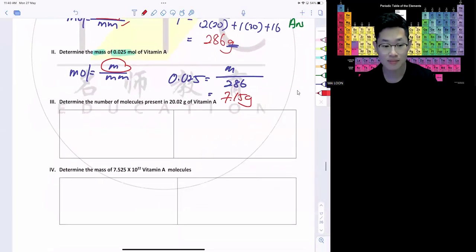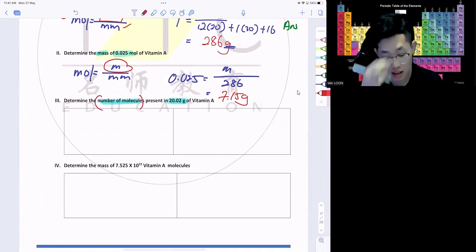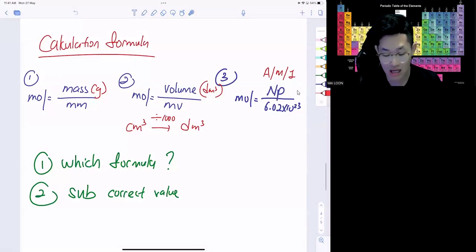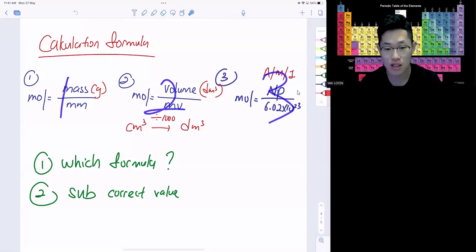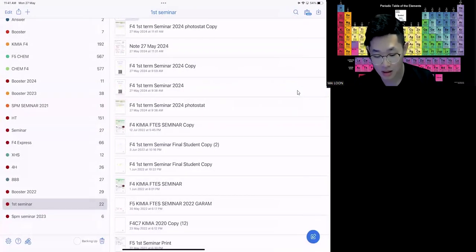Okay, continue. They say, determine the number of molecule present in 20.02 gram of vitamin A. When I see number of molecule, I know that I'm going to use which one? 1, 2, or 3? Yes. This is mass, this is volume, and this is atom, molecule, ion, right? So I use the third one.